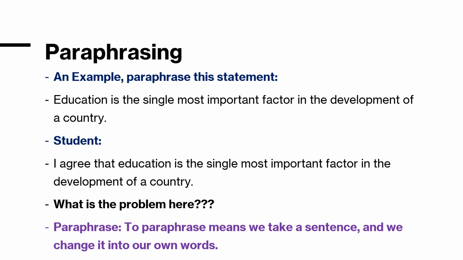It means that the student is not showing their own abilities. They are copying what someone else has already said, and this can get you into such deep trouble. So you need to paraphrase when you are writing your essay. To paraphrase means we take a sentence and we change it into our own words. We change the words of a sentence, we change the sentence structure, but we keep the same meaning. So you are using different words and sentence structure to convey the same meaning.